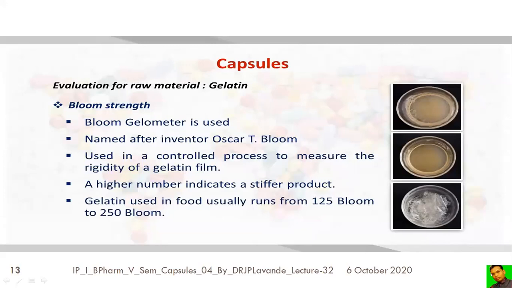The device which is used is the gelometer, and it is used in a controlled process to measure the rigidity of the gelatin film. The higher the gel bloom strength number, the stiffer the gelatin. Gelatin generally used in food usually runs from 125 bloom to 250 blooms.